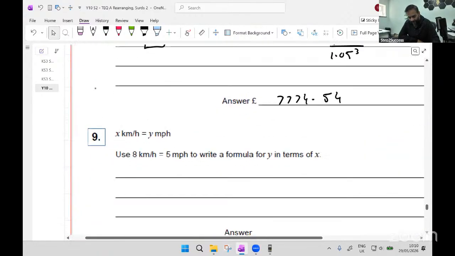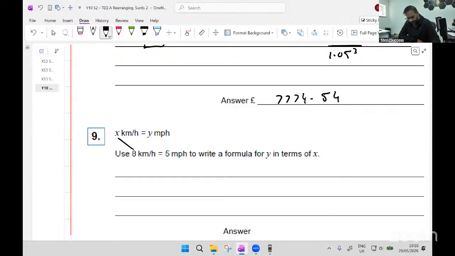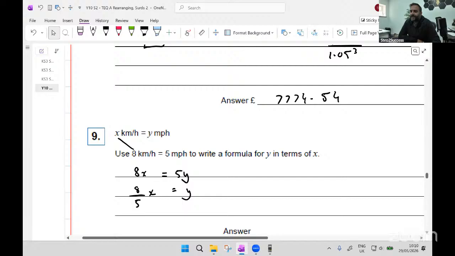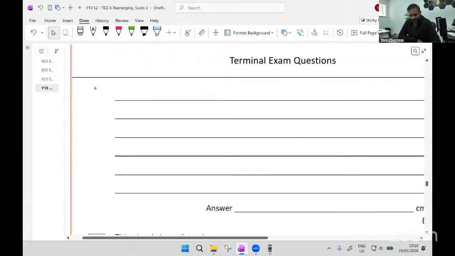And this one, I don't understand this question. So I think this is what you do. You say that that is 8x and that is 5y. And if you want y in terms of x, I think you do this. I think that is the answer. Yes, it is. So you effectively just put an 8 in front of this, a 5 in front of this, and then divide the 5 over. And then 11.